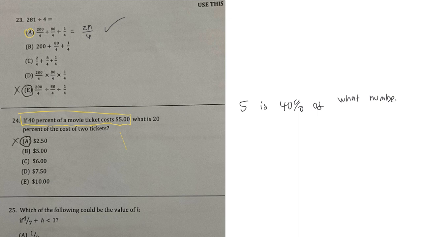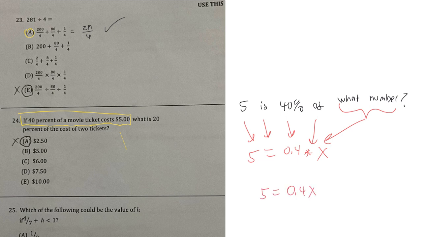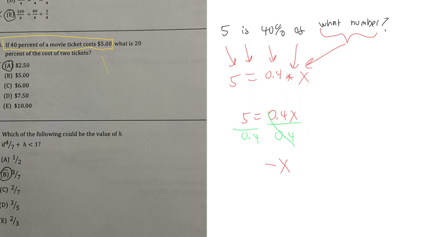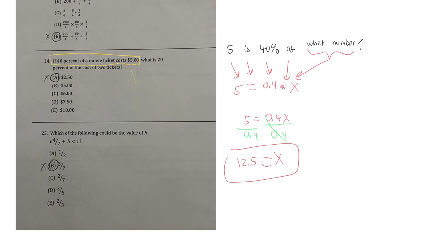Now, for my student watching, once again, this is the process of translating. 0.4, the word of is multiplication, and what number is your x? So really what we're dealing with is 5 equals 0.4 times x. You can then divide both sides by 0.4. That would cancel. Next thing you know, you have x equals 5 divided by 0.4, which is 12.5. So what we've done is we've discovered the cost of a single movie ticket.